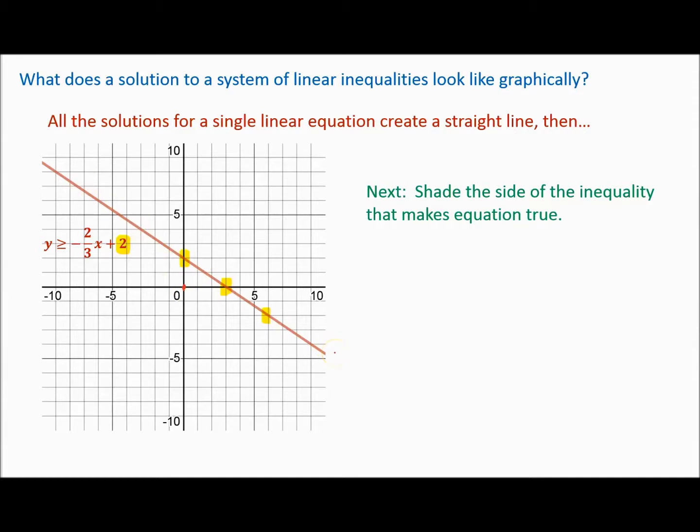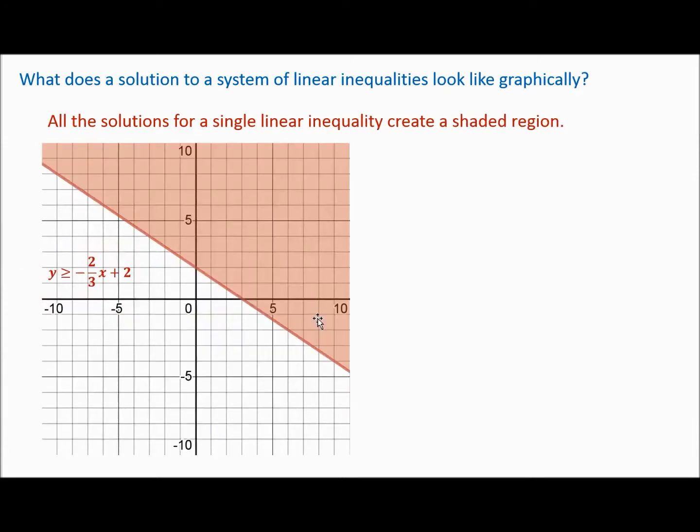Now, plug that into your inequality. Is 0 greater than or equal to negative 2/3 times 0 plus 2? And 0, that says, is 0 greater than or equal to 2? It's not. That means I do not shade this side with 0, 0 on it. I shade this other side, and it looks like that. So that is the solution to this one linear inequality.